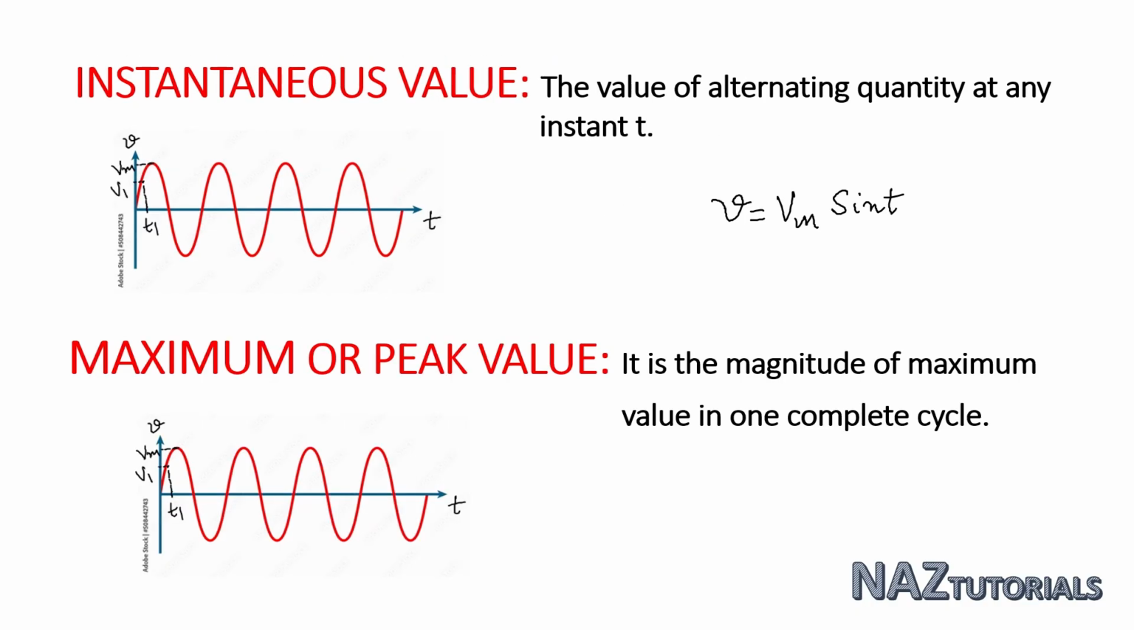If you analyze the maximum or peak value, it is the maximum value that is attained in one complete cycle. That is the maximum or peak value of an alternating waveform. So in this voltage waveform, its maximum value is Vm. That is the peak value of the waveform.